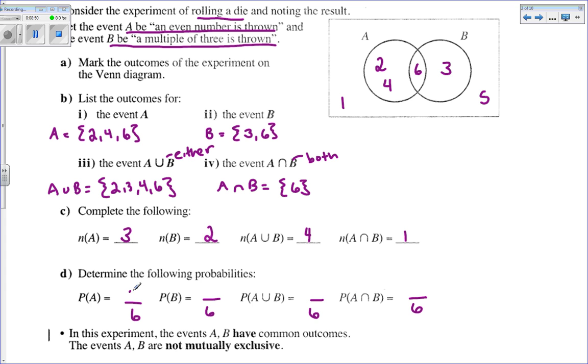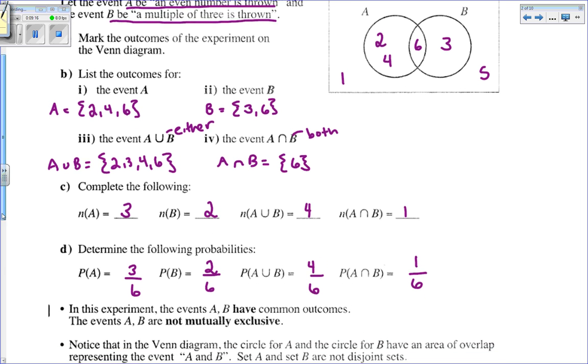We have 3 possible outcomes for event A, so the probability of event A occurring is 3 out of 6, or 1/2. We have 2 outcomes for event B, so the probability is 2 over 6, or 1 over 3. The probability of A or B occurring, there's 4 outcomes in A or B, so that's 4 out of 6, or 2 out of 3. And the number of outcomes of A and B is 1 out of 6.